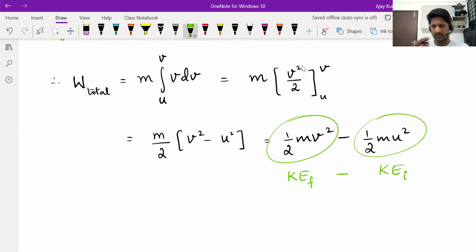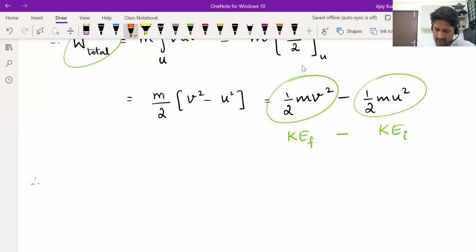The particle undergoes a certain displacement, no? At the beginning of the displacement, it would have had some speed. It could be 0 also. At the end of the displacement, it will have some speed, maybe even 0. So those are the terms that we see here. Final speed, initial speed. Half m v square is final kinetic energy. Half m u square is initial kinetic energy. And what do you have on the left-hand side? Work done by the net force, that means work done by all forces together. And this is the work kinetic energy theorem.